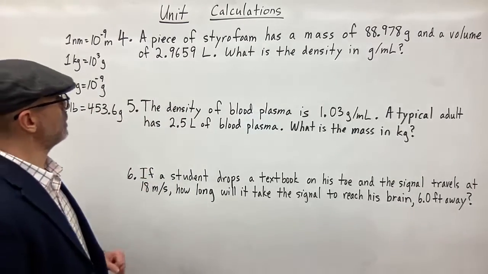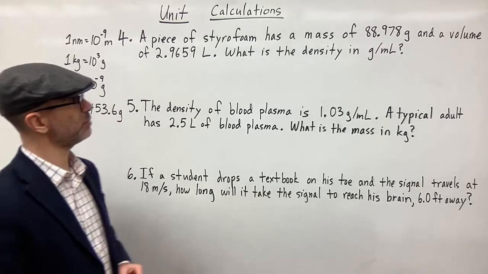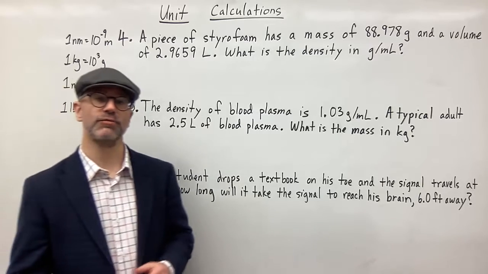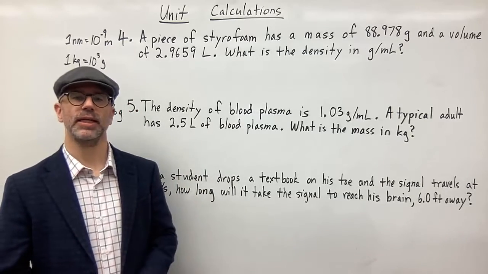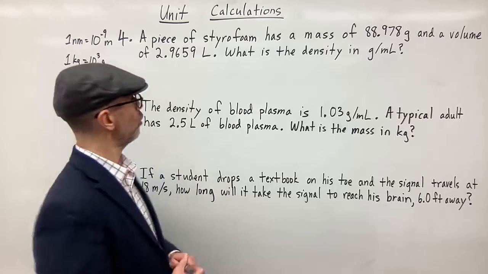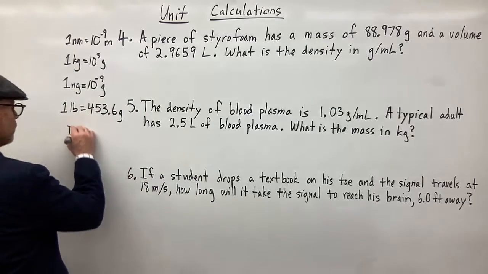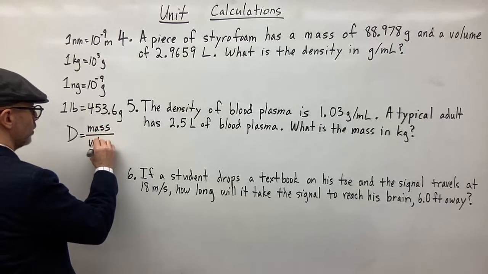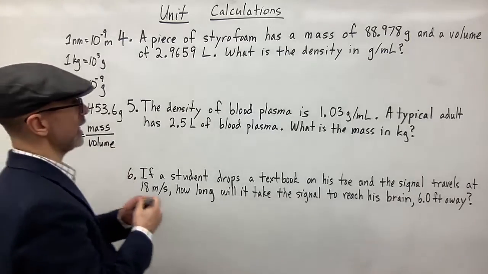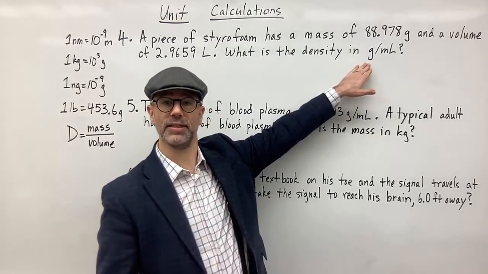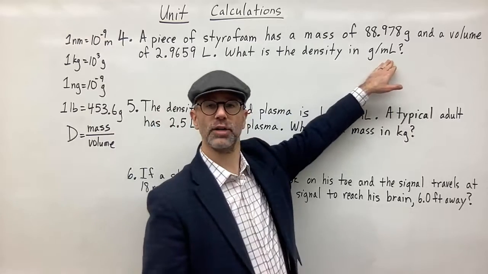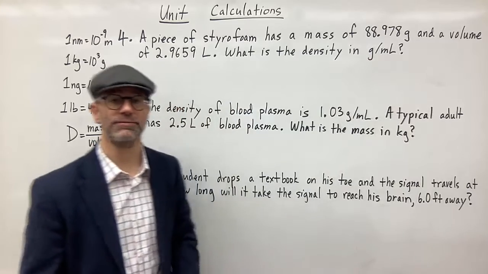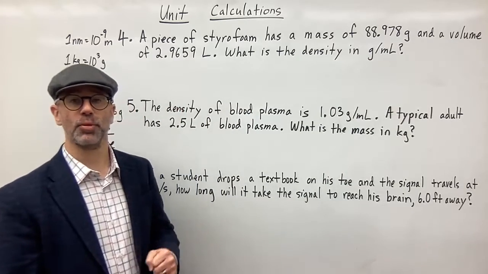So here I have a piece of styrofoam, has a mass of 88.978 grams, and it has a volume of 2.9659 liters. What is the density in grams per milliliter? So remember that density is equal to mass divided by the volume, which is what is indicated here. Unit of mass in grams, unit of volume in milliliters, mass over volume. So they want us to find the density in grams per milliliter.